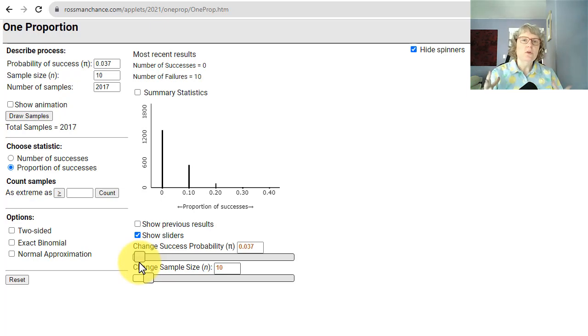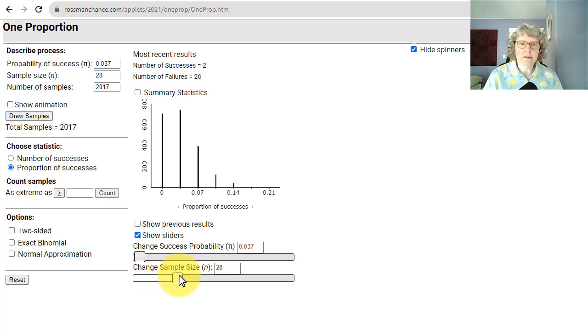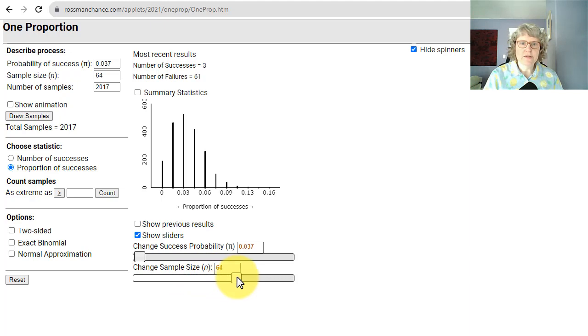Remember, our whole basis for the sampling distribution is that we need a normal model. So if we tried to use this with something with a 0.037 chance of success and only a sample size of 10, our normal probabilities would not work. They would not be accurate because we don't have a normal distribution here. So what we could do is increase our n. What happens if I increase my sample size? I'll do it kind of slowly. You can see it's going back to more symmetric, isn't it?